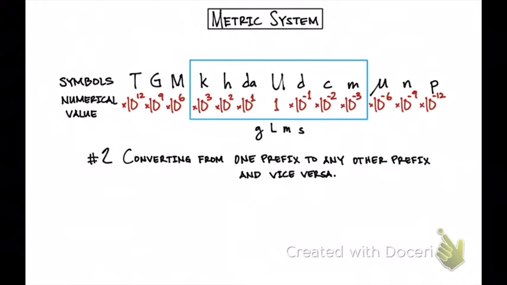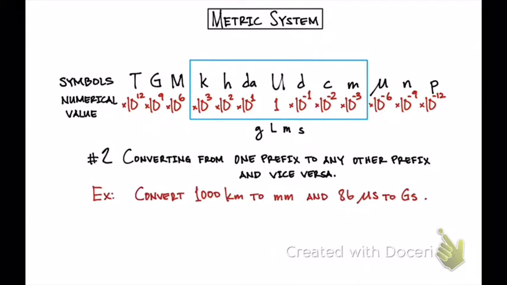So now let's look at the second one here, converting from one prefix to any other prefix and vice versa. So how do we convert from one prefix to any other prefix? You can actually use that second method that I just showed you previously, where you just move that decimal point left to right or from right to left. And so let's look at this example here. Convert 1,000 kilometer to millimeter, and also convert 86 microsecond to gigasecond.